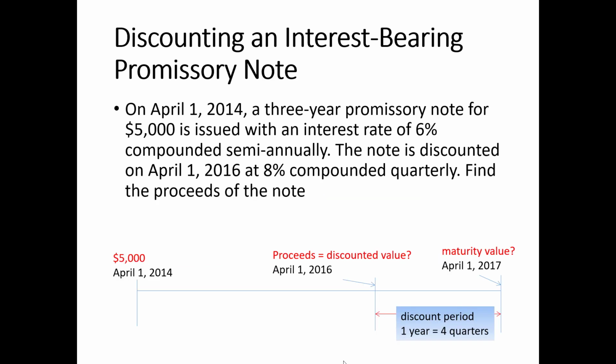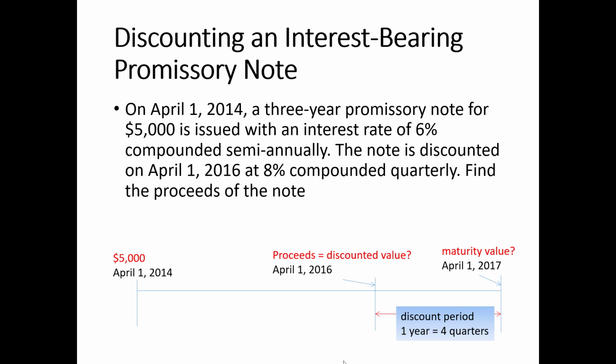Looking at what's happening here, in this example, on April 1st, 2014, a 3-year promissory note for $5,000 is issued with an interest rate of 6% compounded semi-annually. The note is discounted on April 1st, 2016 at 8% compounded quarterly. Find the proceeds of the note. This is a little more complicated because there are a couple of interest rates floating around, and that can be a bit confusing.